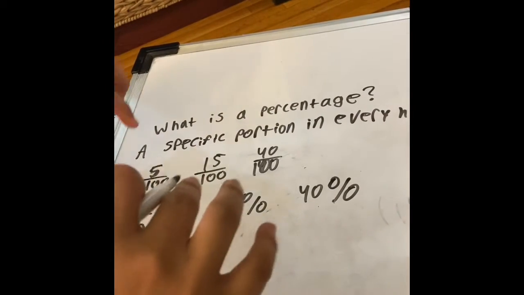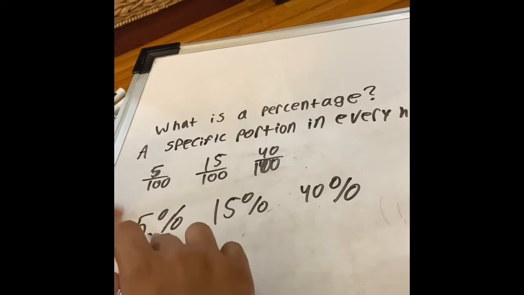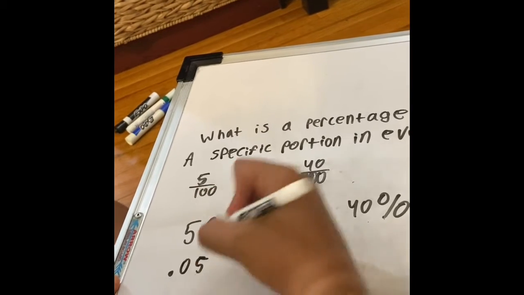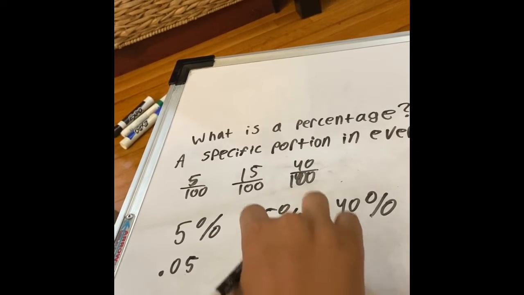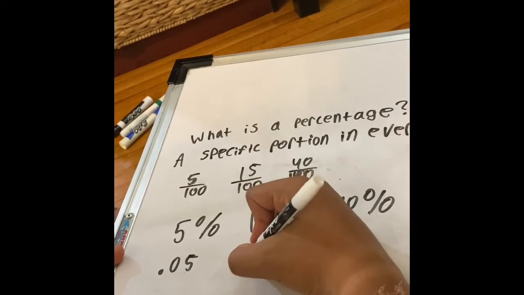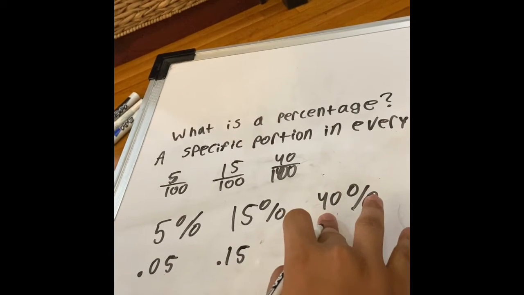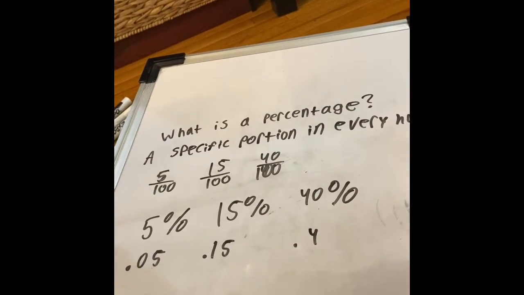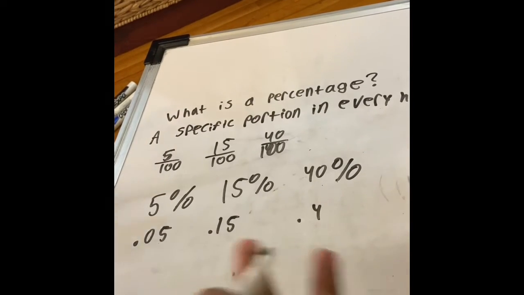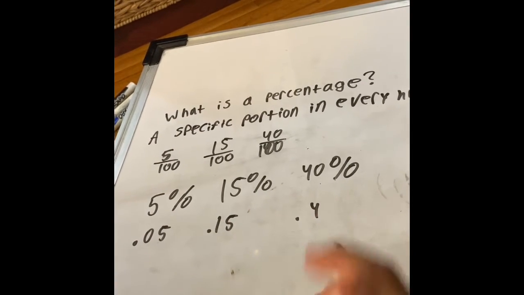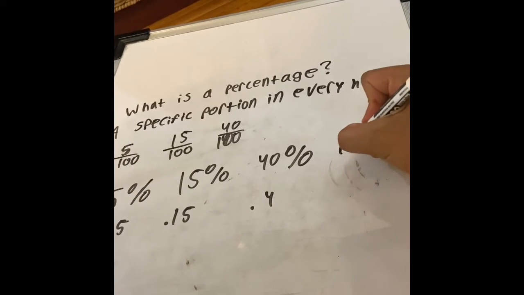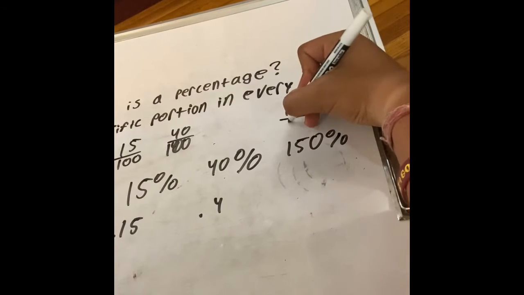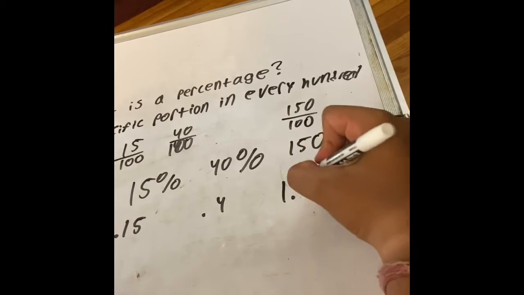Now there are many ways to write it. 5% could be written as a fraction, or it can be written in decimal form, 0.05. 15% can be written like this, in fraction form, and 40% can be written as this or 0.4. Now, don't think that percentages can only be values under 100. They can also be greater. So 150% can be written as 150 over 100 or 1.5.